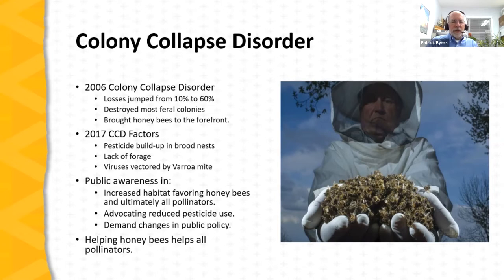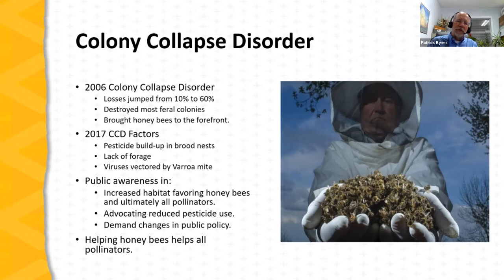And thankfully, we've seen some improvement in the situation. Again, public awareness has played a role. We now see people who are deliberately planting habitat for honeybees. And this obviously benefits not only honeybees, but also native pollinators. So planting habitat strips on farms or planting pollinator gardens are all very helpful from this standpoint. Reducing pesticide use whenever possible is certainly part of the solution to colony collapse disorder.